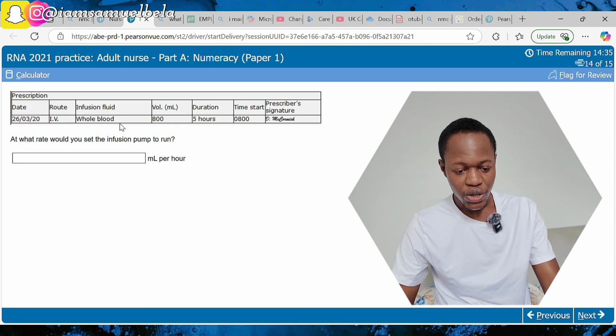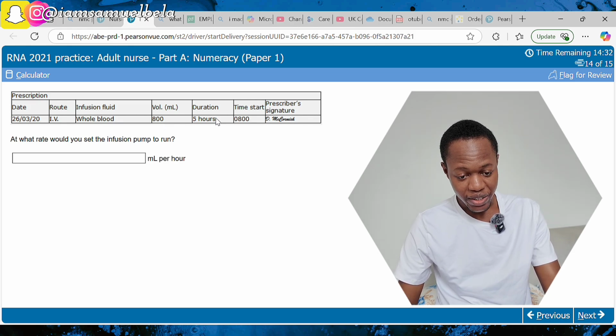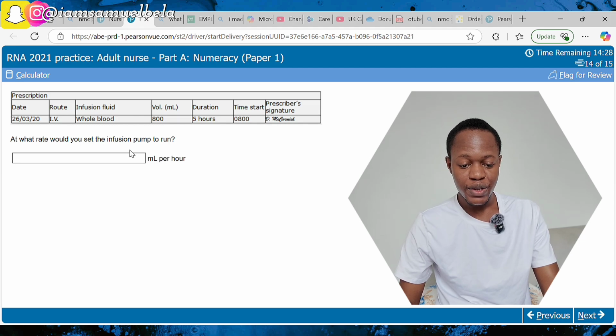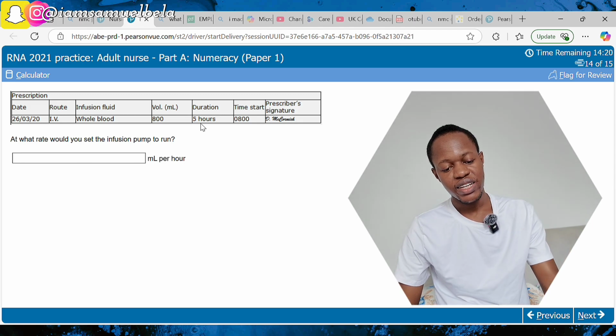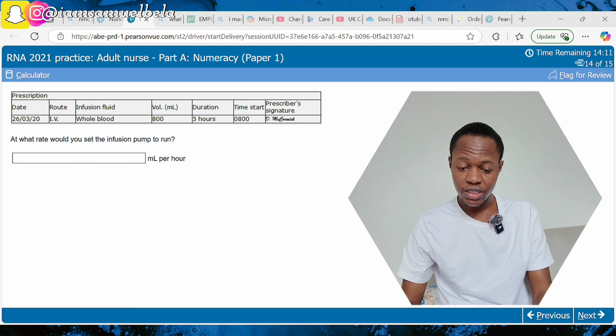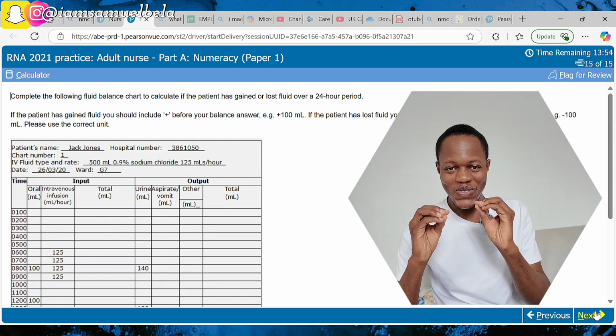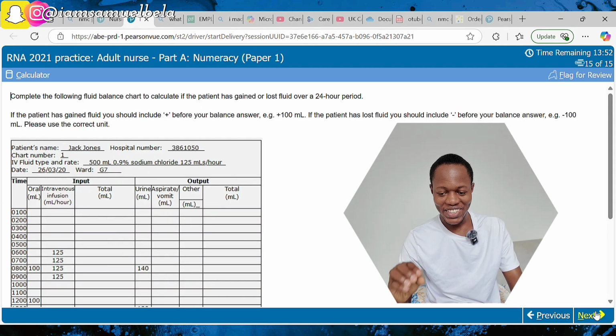Another question says, this is a blood, 800 ml, to be given over 5 hours. So how many ml per hour would you run? That's 800 divided by 5. Let me just be sure. Okay, 160. Now we have gotten to the most tricky part.